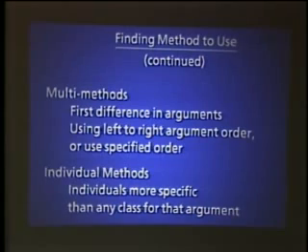When we have multi-methods, what we want to do is look for the first difference in the specification of the method, the first argument that is different in terms of specification. And we use the left-to-right order to search that argument order. But otherwise, it's just like the classical methods. And when we have individuals, the only thing that's different is that individuals are more specific than any class.